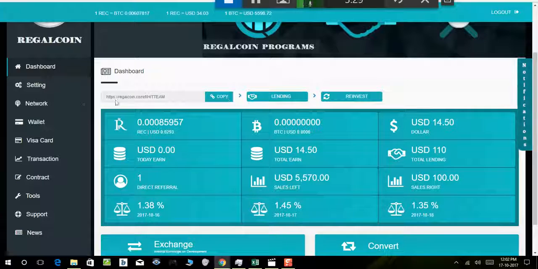The only difference between this and BitConnect is you can't reinvest $10 at a time. On BitConnect, you can do a loan of $100, but when you do a reinvest from your lending wallet, you can put in as little as $10. With this, it always has to be 100 and up. And one nice thing about Regal Coin is you get your money back in 99 days flat. So every 99 days, all plans. So I like Regal Coin.